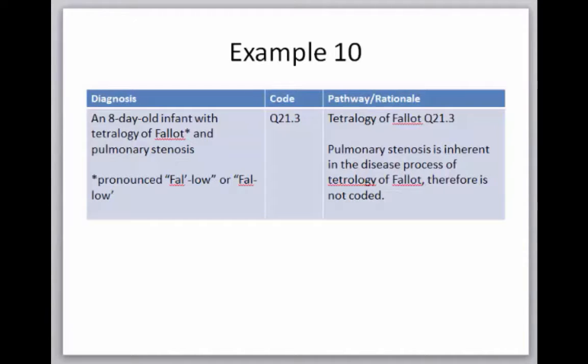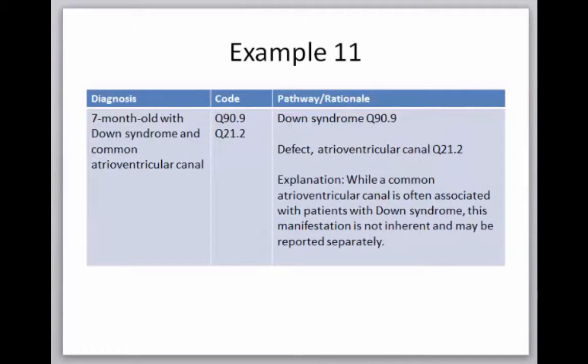So here's an 8-day-old infant with tetralogy of Fallot and pulmonary stenosis. It's a very simple main term tetralogy. Q21.3 is the code. And here we have a 7-month-old with Down syndrome and an AV canal defect.